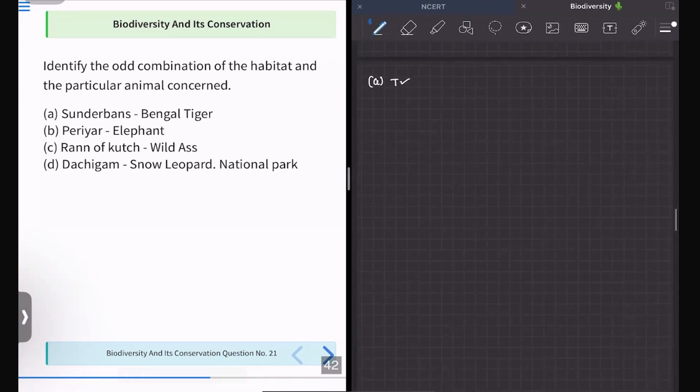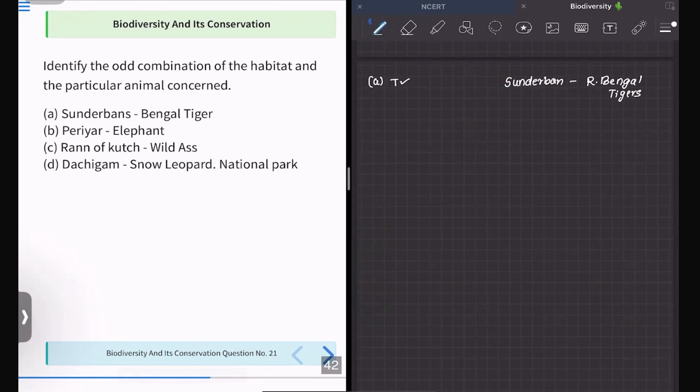You can actually make a short table of all the named national parks and what these national parks are famous for, so that at one place you have all of them written and you can just go through it while revising. So let us write Sundarbans as Royal Bengal tigers. Now let us see option B.